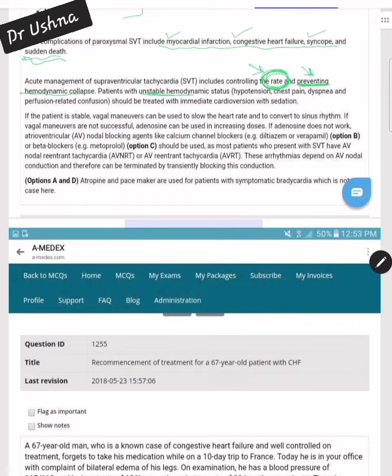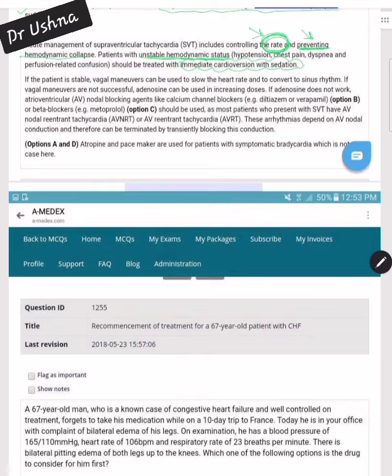A patient with an unstable hemodynamic status, like hypotension, chest pain, dyspnea, or perfusion-related confusion, should be treated immediately with cardioversion, like in this MCQ. We have to go straight for DC cardioversion. But if the patient is stable, then vagal maneuvers can be used to treat the heart rate and convert to sinus rhythm. Vagal maneuver is the right option here.